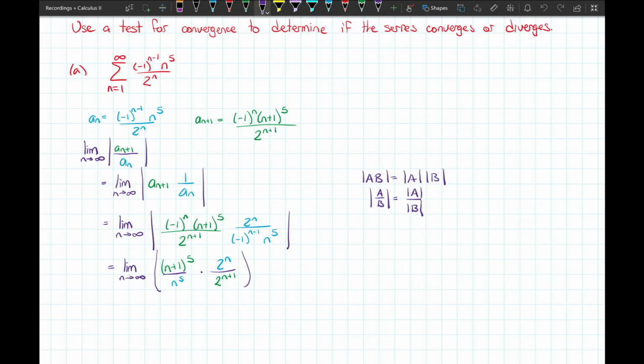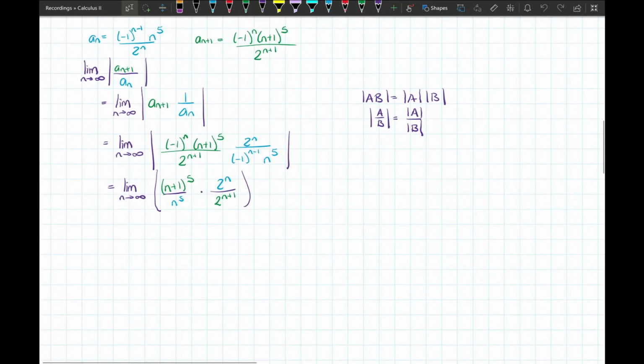The only other thing I'll suggest here is maybe to group similar looking factors in the numerator and denominator and split this up into fractions. (n+1)^5 over n^5, they're fairly similar. They're both going to be powers of some expression of n. And 2^n and 2^(n+1) are both exponential functions with the base 2. From there, we can start to simplify each of those fractions separately. (n+1)^5 over n^5 can be rewritten as a common expression, (n+1) over n all to the power 5.